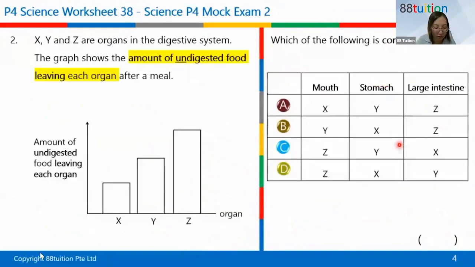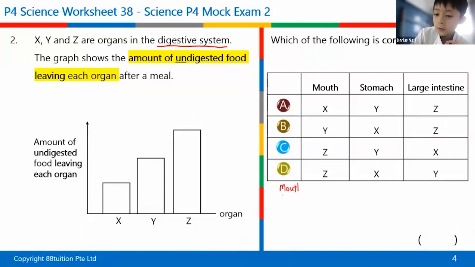All right, let's go to question 2. Let me take a look at the report. For this question, a lot of you are struggling. Here it says X and Y are organs in the digestive system, so organs like mouth, stomach. Can we just go through it for revision? Can everybody unmute yourself or type into the chat: can you name all the organs in the digestive system, starting with the mouth?